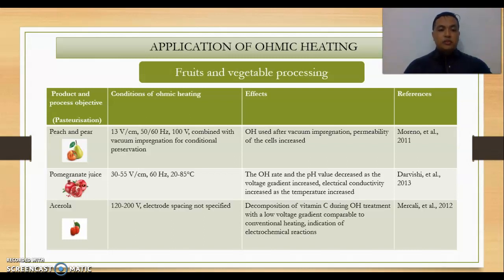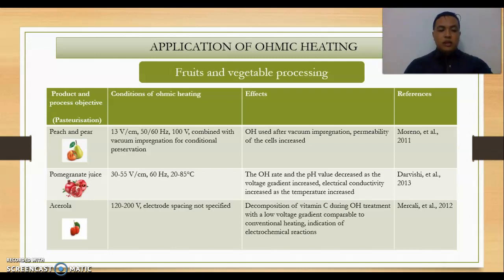For the pomegranate juice, the condition of heating is 30 to 55 volt per cm, 60 Hz, 20 to 85 degrees Celsius, where the ohmic heating rate and the pH value decrease as the voltage gradient increases. The electrical conductivity increases as the temperature increases.